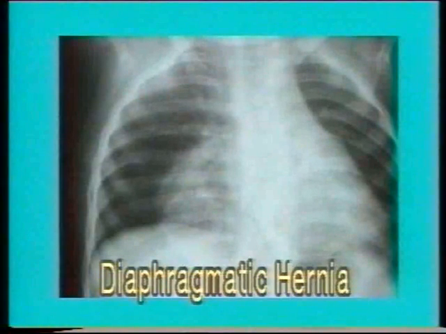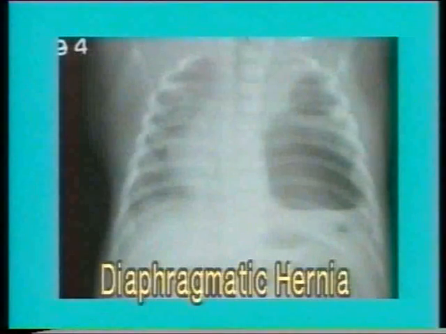A lateral view shows that it is in the anterior mediastinum behind the sternum, that is a herniation through the foramen of Morgagni. Note again the plain X-ray appearance of the diaphragmatic hernia of Morgagni. Note the typical shape and note the gas shadows in it.